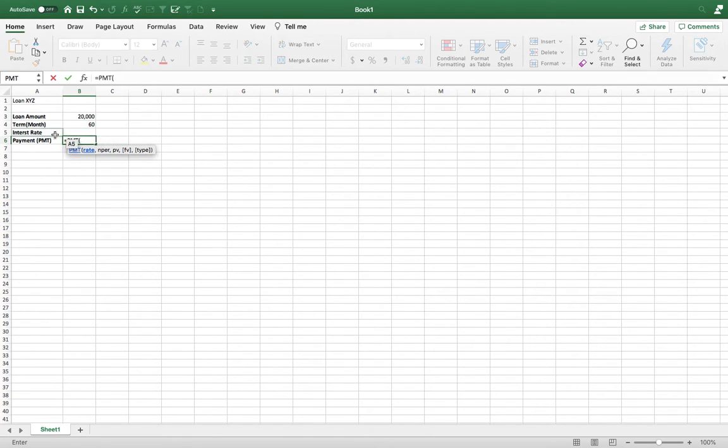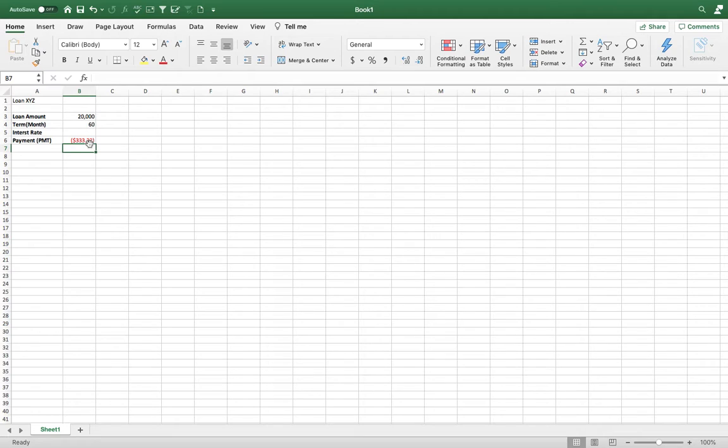Okay, what does that mean? Interest rate, which right now is zero interest rate, because we left it blank, divided by 12 months, which is 1 year, and the NPR, which is the term for this one, is 60, comma, and then PV, which is your loan amount. So with no interest for 20K and 60 terms, you pay 333 plus some change. That's how you do it.